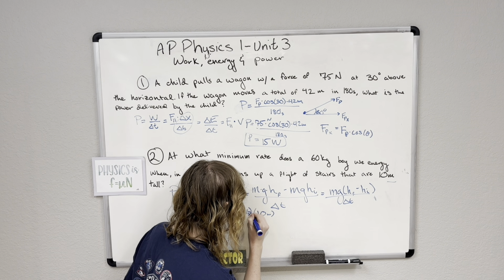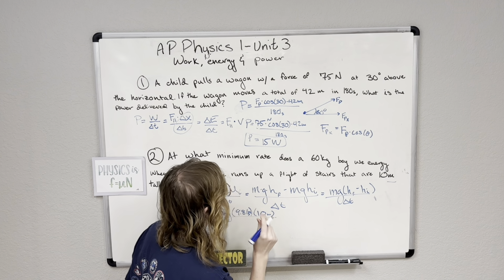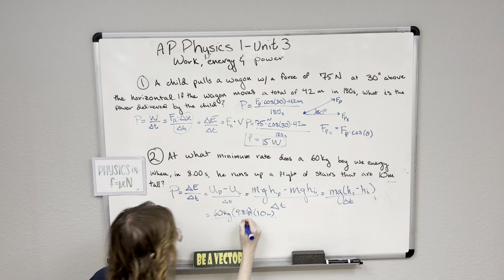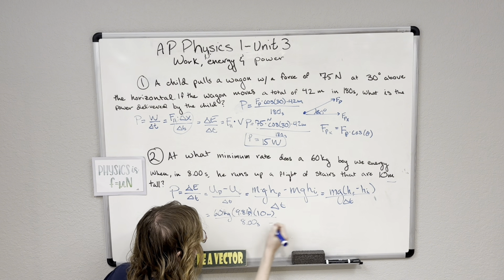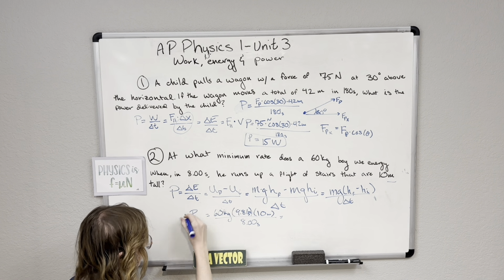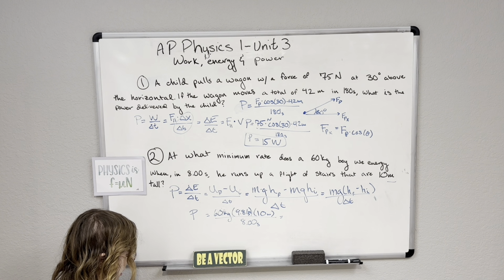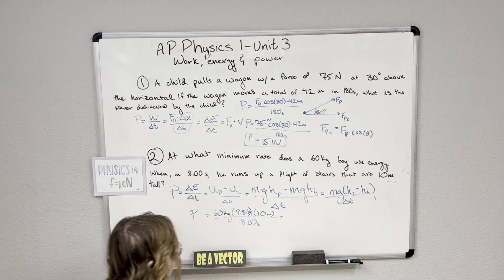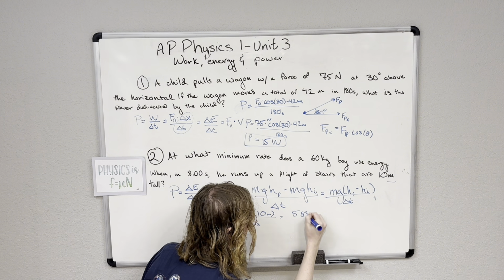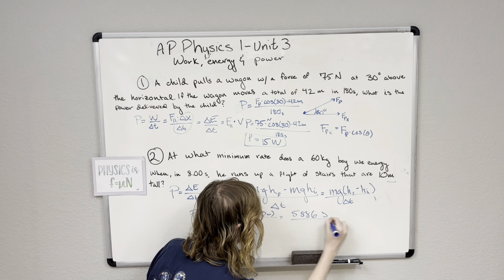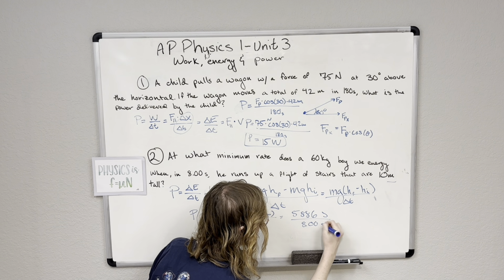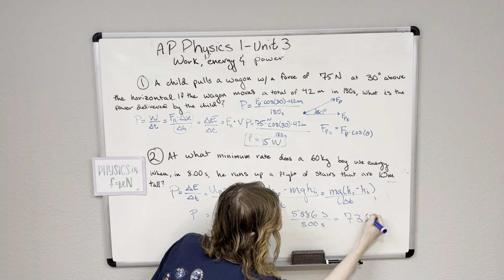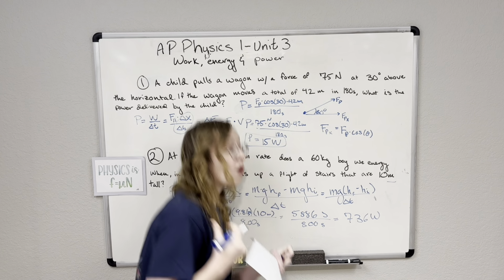Divided by our change in time. We know that the time he takes to travel up the stairs is 8 seconds. So whenever we put all of those things together, we end up calculating that this is equal to 5886 joules over 8.00 seconds, which is equal to 736 watts. And that's all there is to it.